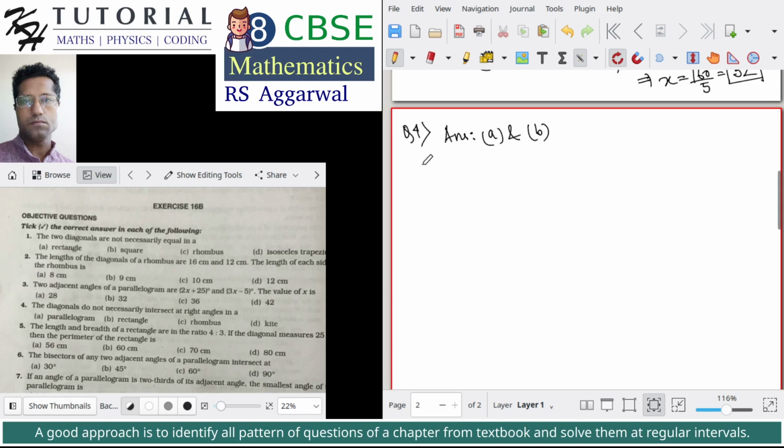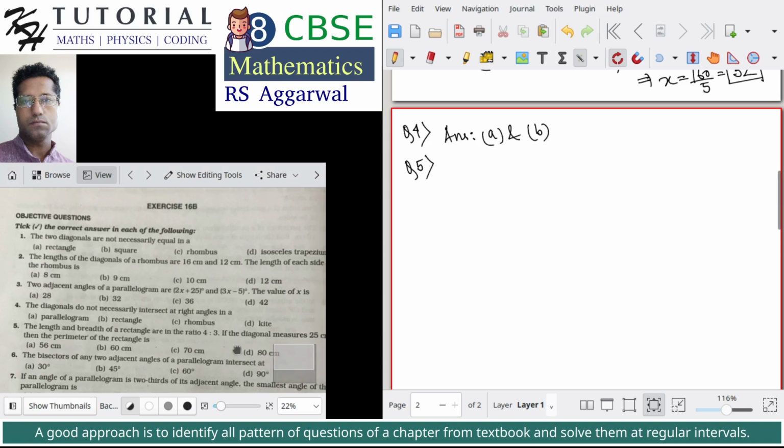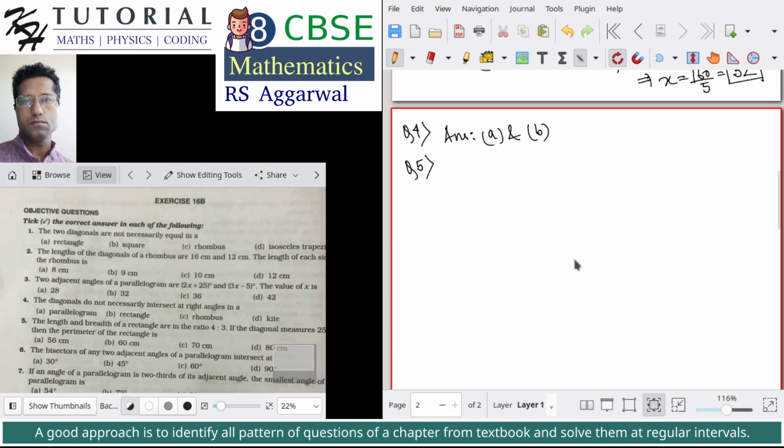Question number 5. The length and breadth of a rectangle are in the ratio 4:3. If the diagonal measures 25 centimeter, then the perimeter of the rectangle is... So we have the rectangle. Let's say ABCD is the rectangle.